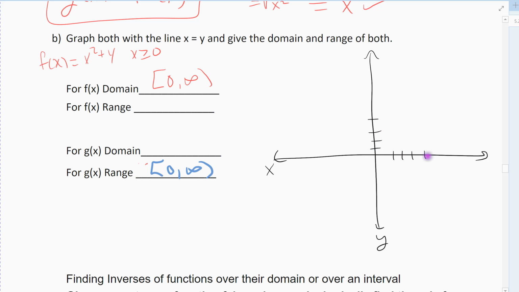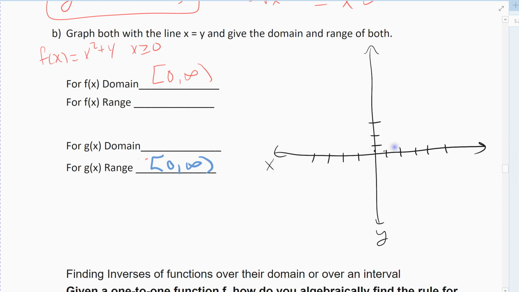I might mark off some dash marks just so I have them to use. I'm going to go ahead and draw the line as a dotted line. That's the line y equals x, which it should reflect over.